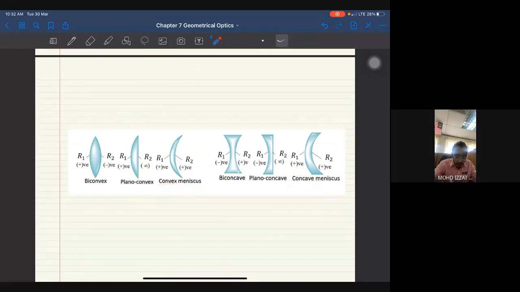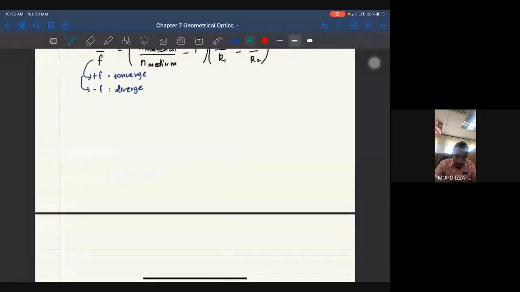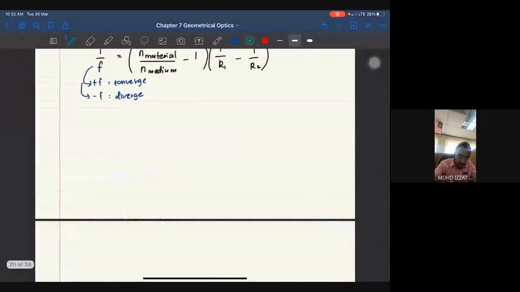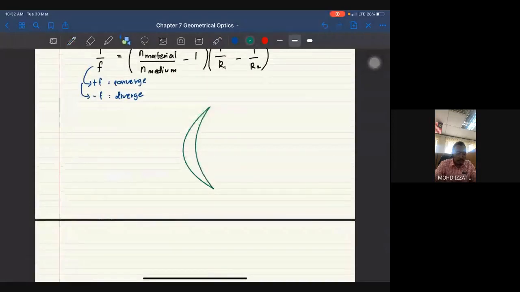So convex, ujung dia tajam. So saya suka bayangkan macam X. So dia tajam lah. Convex meniscus. So saya draw dekat sini. Okay. Actually dia ada satu main karakteristik lah. Okay, kita pergi dulu dekat cara nak selesaikan ya.